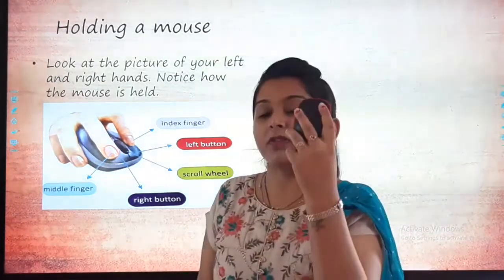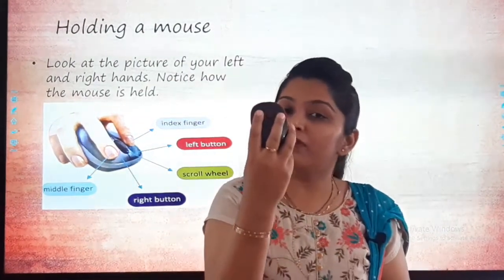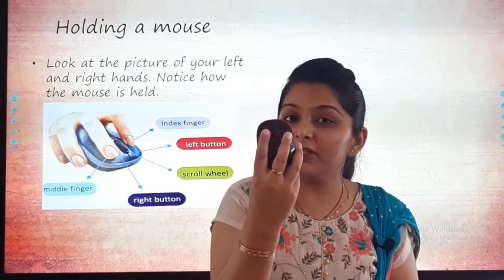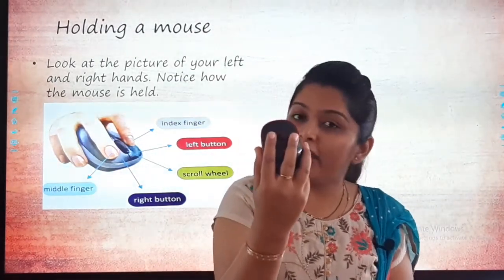I am holding the mouse with the left hand. Now, if I am holding the mouse with the right hand, can you see the difference? I held the mouse with the left hand earlier, now I have held it with the right hand.